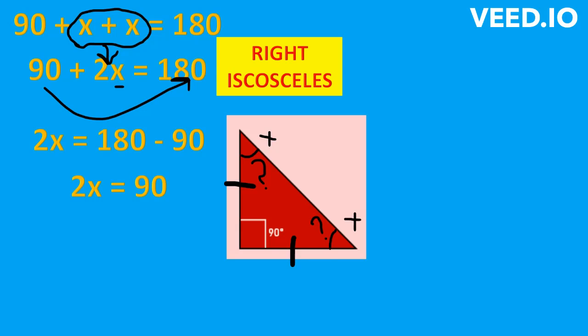In a right isosceles triangle, two sides are equal and the corresponding two angles are also equal, which makes each x 45.